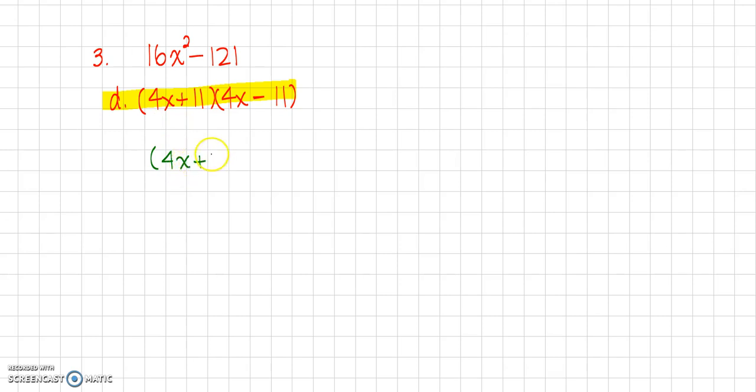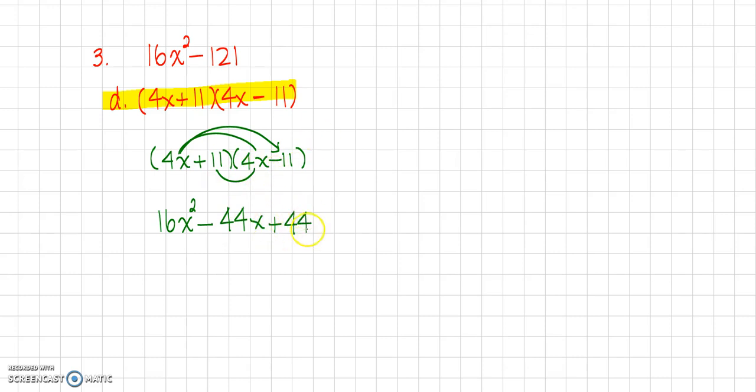So 4x plus 11 times 4x minus 11. 4x times 4x, you can see where we get the 16x squared. 4x times negative 11 is negative 44x. 11 times 4x is positive 44x. And 11 times negative 11 is negative 121.